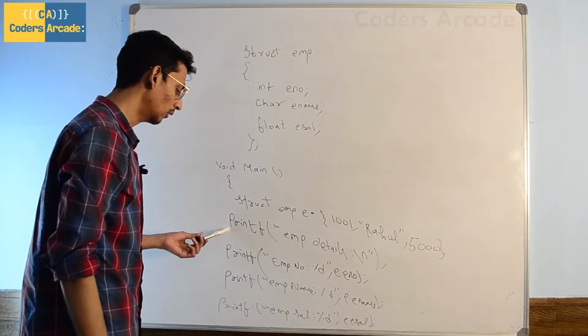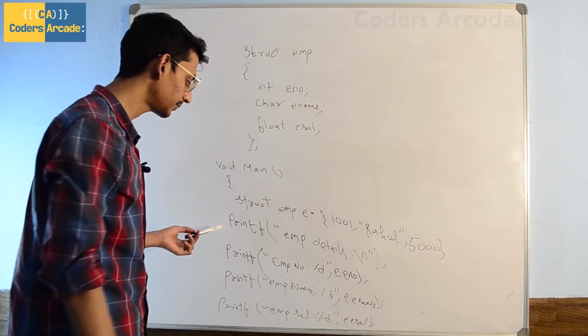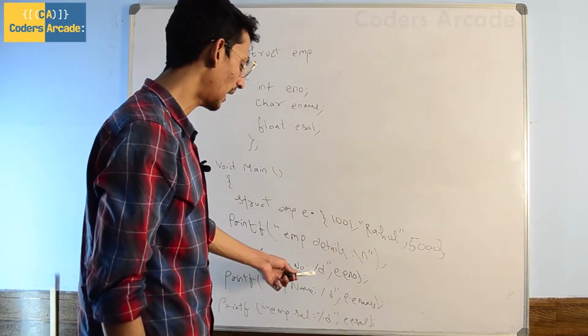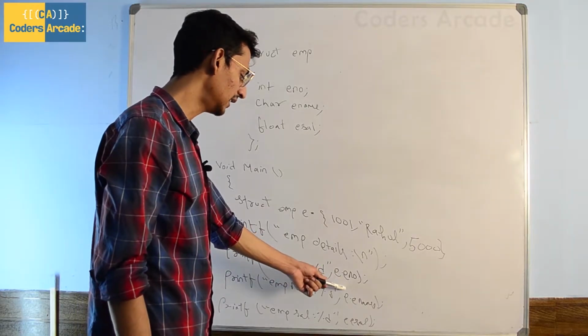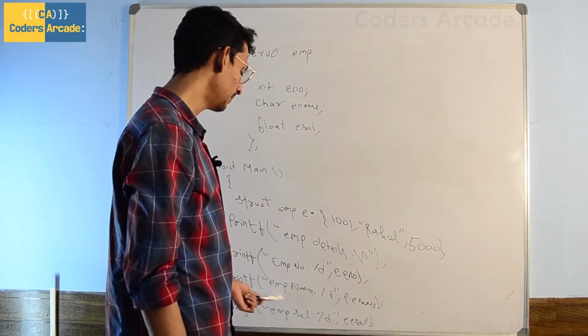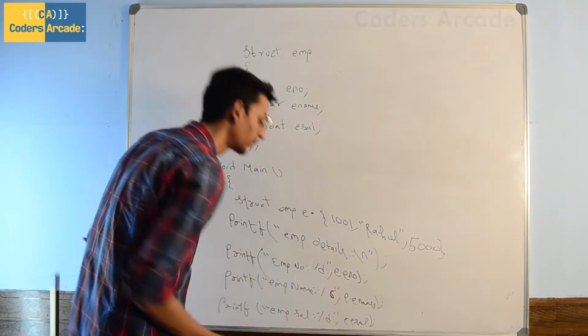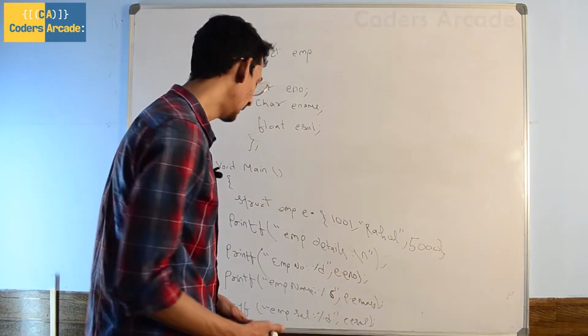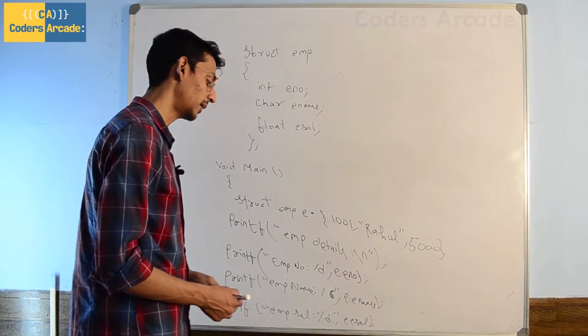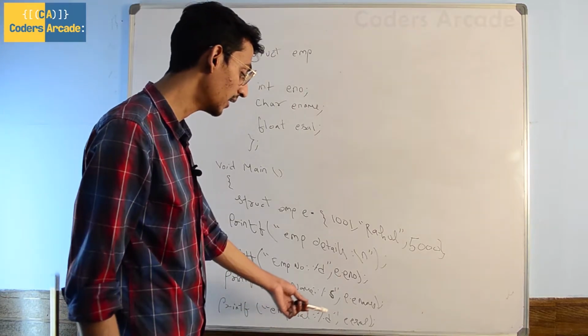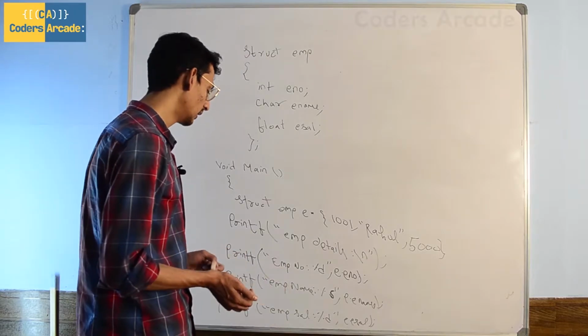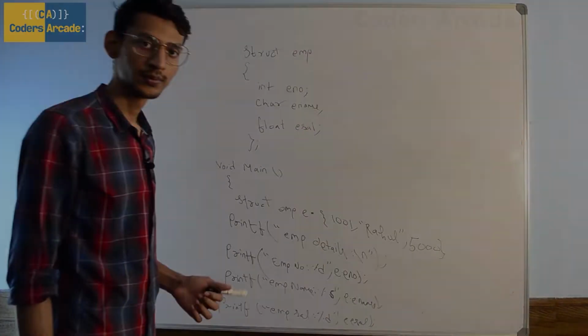And this is how we are going to get the output: the employee number followed by the format specifier and e.enumber, then the employee name followed by the format specifier, which is %s, and e.ename, and the employee salary followed by the format specifier and e.salary. It's your choice how you want to print it.